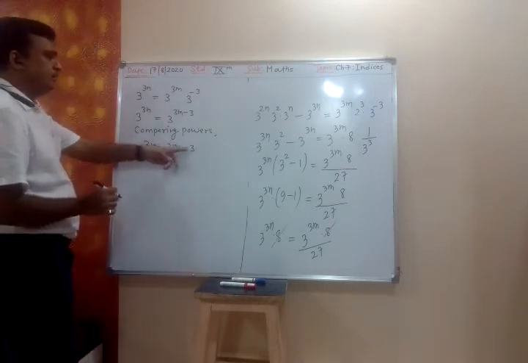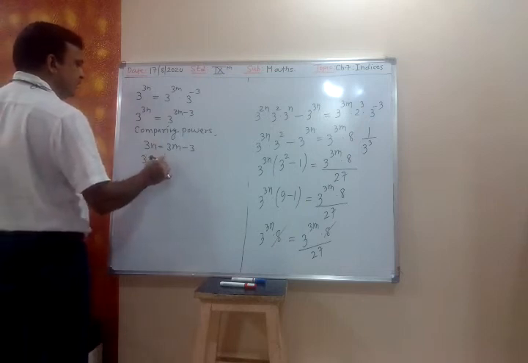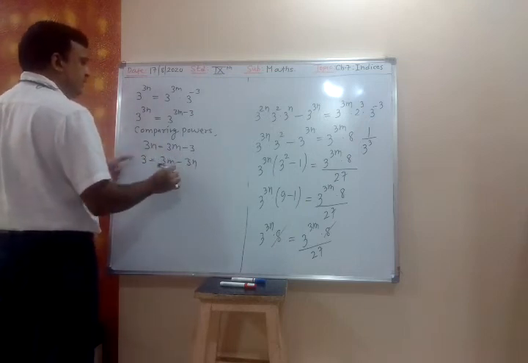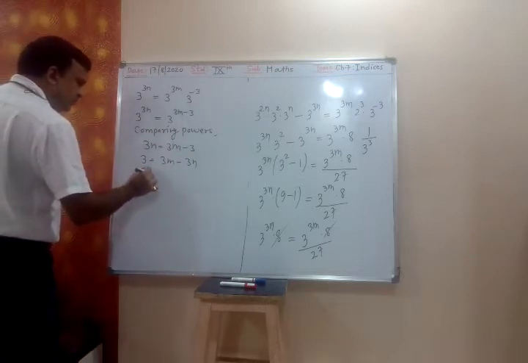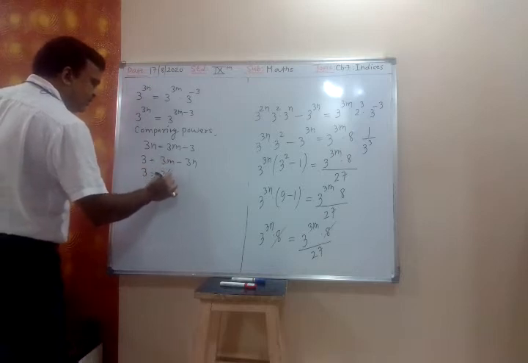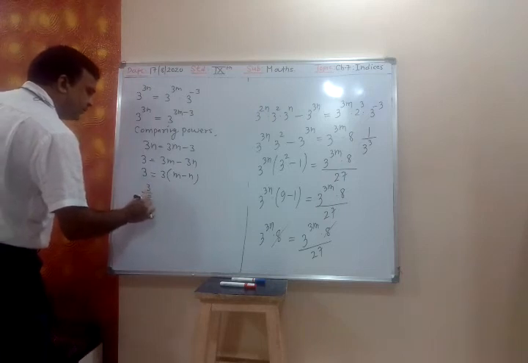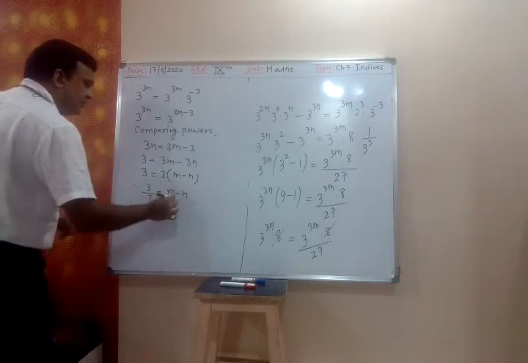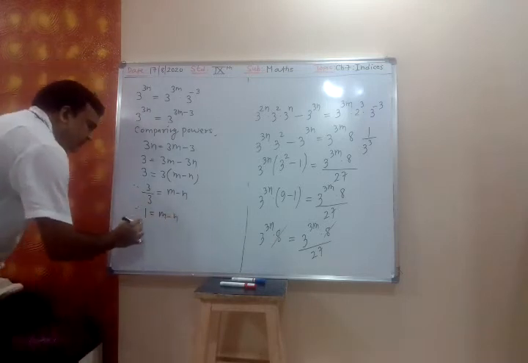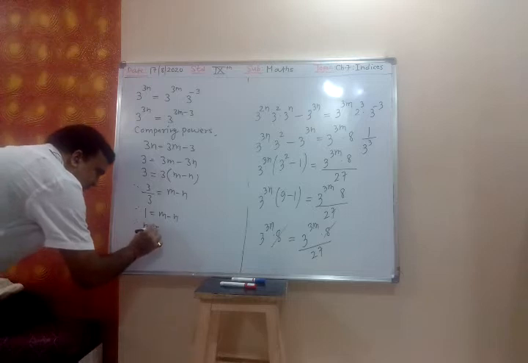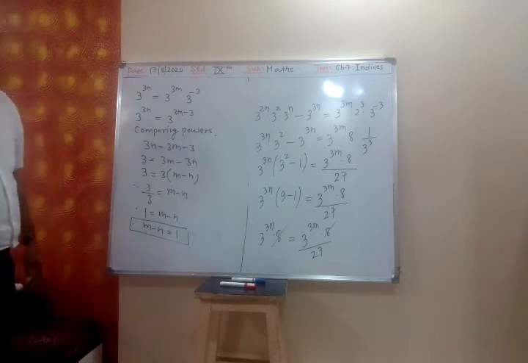Now I will take minus 3 on this side and 3n on the other side, so you will get 3 is equal to 3m minus 3n. Now 3 I can take common, then it is m minus n. So you will get 3 upon 3 is equal to m minus n. 3 upon 3 is 1. So 1 is equal to m minus n, or m minus n is equal to 1. This is what you want to prove. You want to prove that m minus n is equal to 1.